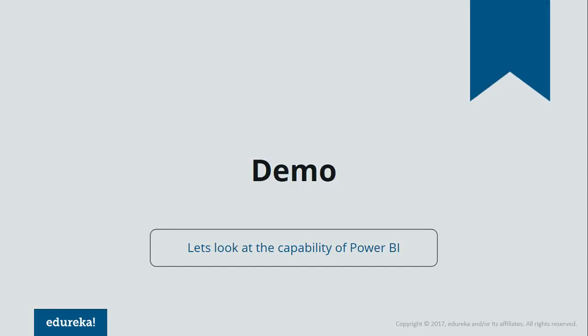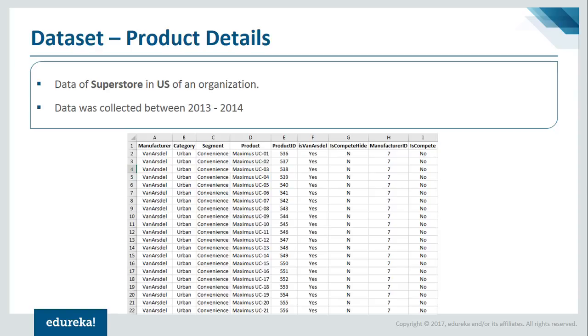Now what we'll be doing is we'll be starting from scratch. We'll be building a Power BI report, and then I'll show you how you can create a dashboard from the report that we have built. Okay, now before we move on to our Power BI desktop, the data set that we'll be using today is a product and sales data set. Okay, this is from a superstore in US, and the data actually was collected from 2013 to 2014.